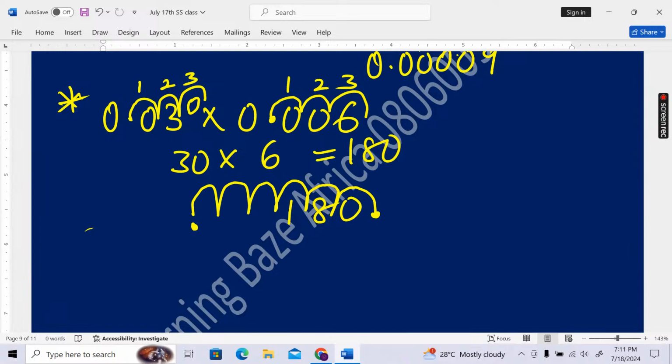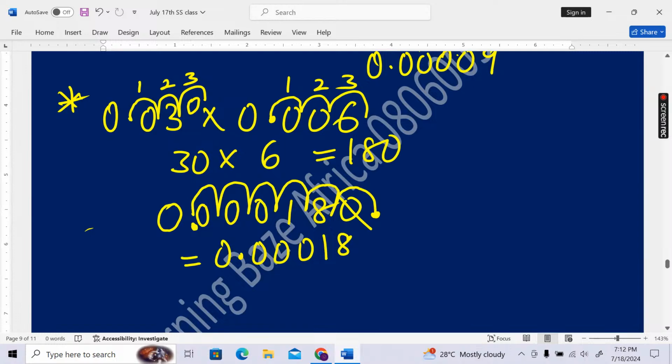So for these empty spaces, we're going to fill them up with zeros. To the left of the decimal point, there is no number, so introduce a zero. So the final answer of the numerator is 0.00018. Zero shouldn't end a decimal number. So when zero is the last digit of the decimal number, strike it out. All right, so this is the numerator of that question.